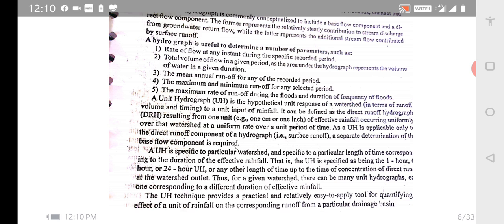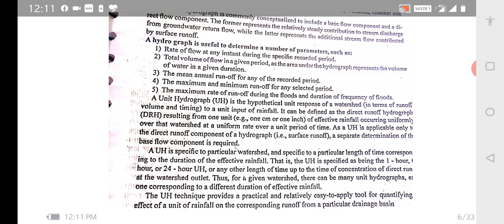hydrographs, and there is a unit hydrograph. It is a hypothetical unit response of a watershed, that is in terms of runoff, volume and timing, to a unit input of rainfall. So a unit hydrograph is the hypothetical unit response of a watershed to a unit input of the rainfall. It may be defined as the direct runoff hydrograph resulting from one unit, that is 1 centimeter or 1 inch of effective rainfall occurring uniformly over the watershed at a uniform rate over a unit period of time.